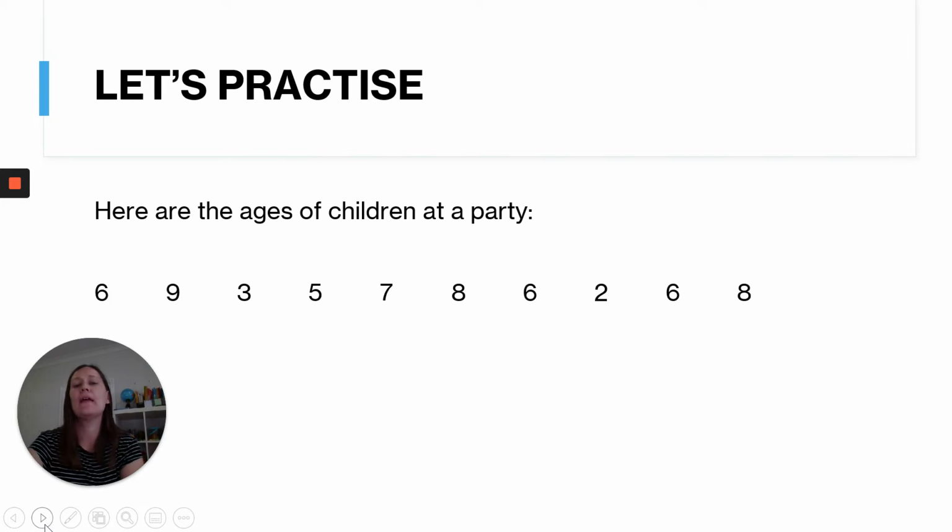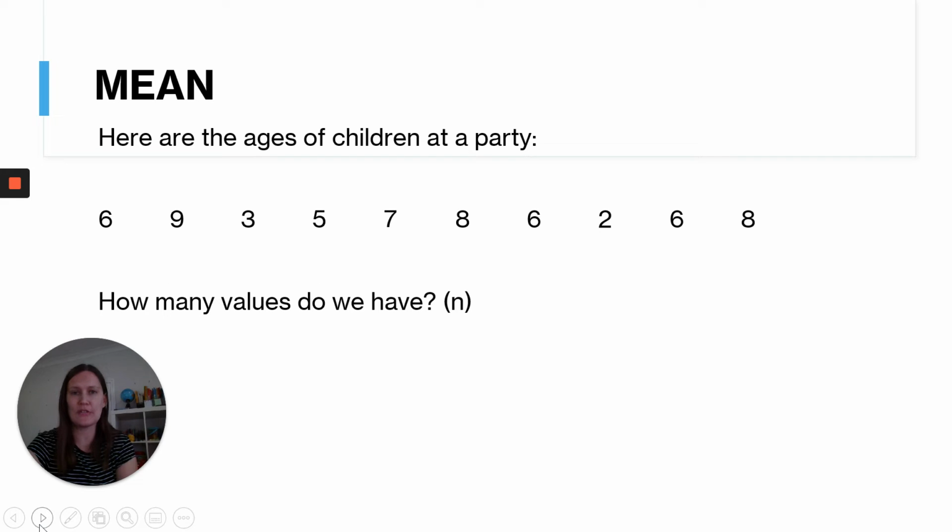Okay, so let's have some practice. Here are the ages of children at a party, just like I was talking about before. We've got a 6-year-old, 9, 3, 5, 7, 8, 6, 2, 6, and 8. So let's find out some of these measures. The mean. So how many values do we have? That's the first thing we need to look at. To find the mean, we need to know the n. So we've got 1, 2, 3, 4, 5, 6, 7, 8, 9, 10 children at this party.